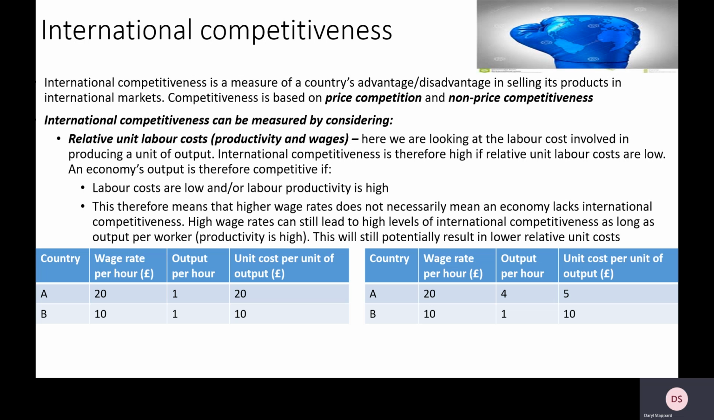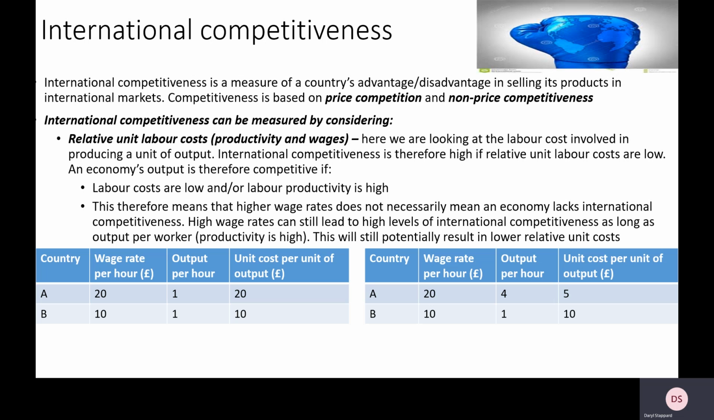Right, okay, now if we were measuring international competitiveness, we could be looking at the relative unit labour costs. So, in other words, what are the wage costs involved in producing a particular good or service? Now, for this, we've got to be looking at both productivity and wages. Now, these 2 numerical examples at the bottom of the page will hopefully explain this theory.